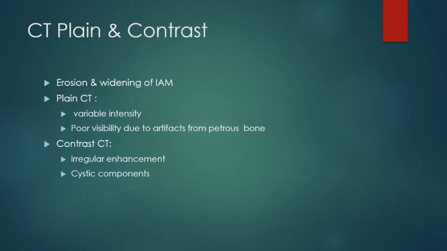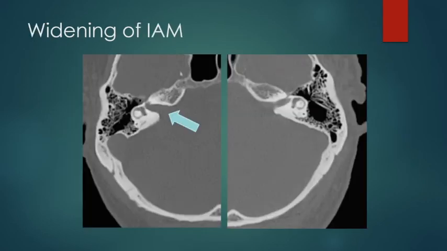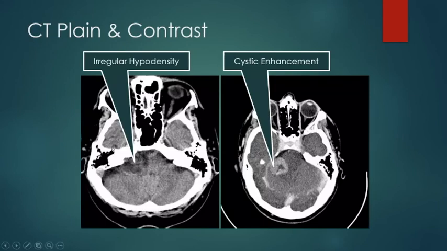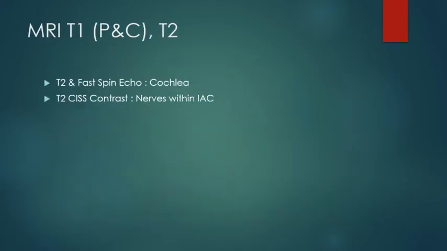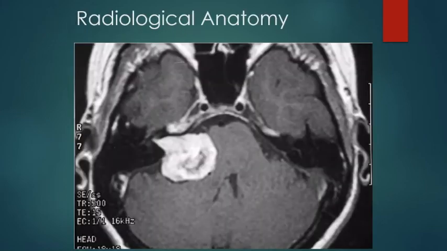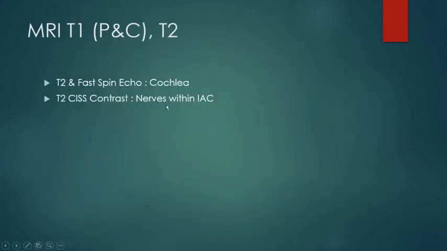The things that you look out for are erosion and widening of the internal auditory meatus. On a contrast CT, you see irregular enhancement and cystic components, as you see here. I will jump through them because this has been discussed before. On a plain CT, you will have irregular hypointensity and cystic enhancement when you give contrast. The reason you do the CISS is because you can see the nerves within the internal auditory canal. That is the main primary reason for doing a CISS. And the T2 has got the best visualization of the cochlea.